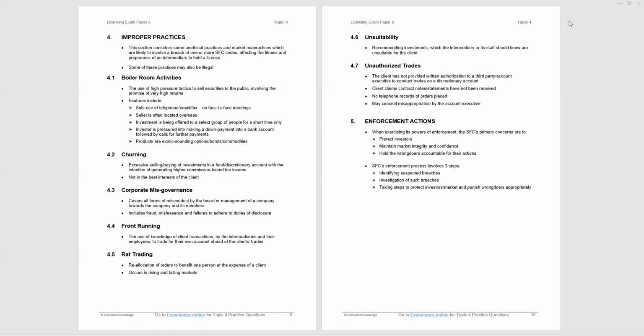Now, how will they be examined? A favorite for the examiner is that they will ask you which of the following are market misconduct, and they will throw in one or more improper trading practices. So an improper practice is not market misconduct, and vice versa. The other way they can examine this is to home in on one of the improper practices and ask you, what does it mean? And they will give you relevant options. Enforcement actions, yes, they're there, but they are unlikely to be examined.